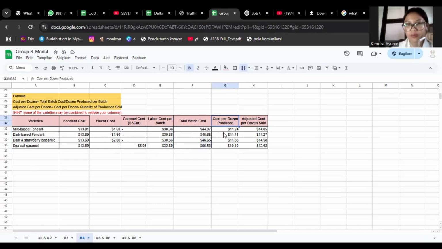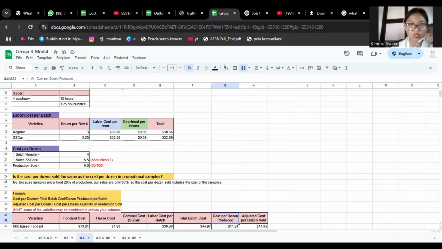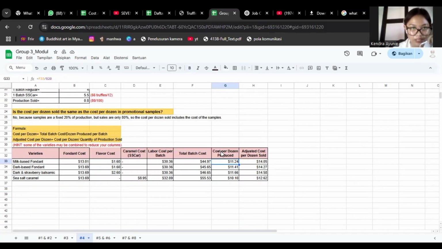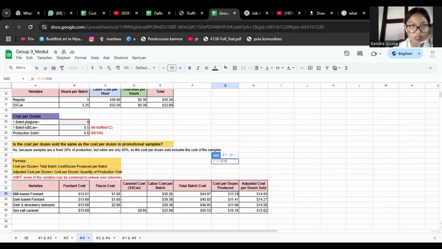Then for the cost per dozen, this is the question right here: is the cost per dozen sold the same as the cost per dozen produced? Let's calculate it first. The cost per dozen produced is calculated by dividing the total batch cost by the number of dozens produced. Because one batch is 4 dozen, we just divide 44.97 cents by 4, because that's what one batch of regular truffles is.